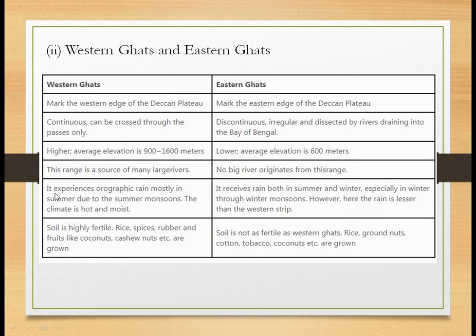No need to write all these points. This is only the reference answer I am placing for you. How you have to write? First, location. After that, continuous or discontinuous. Third point, the highest mountain peak, Anaimudi for the Western Ghat, Mahendragiri for the Eastern Ghat.